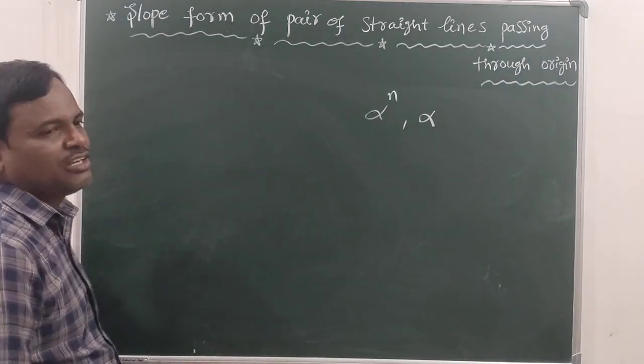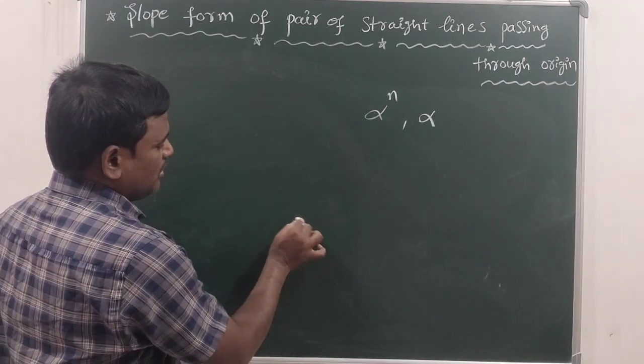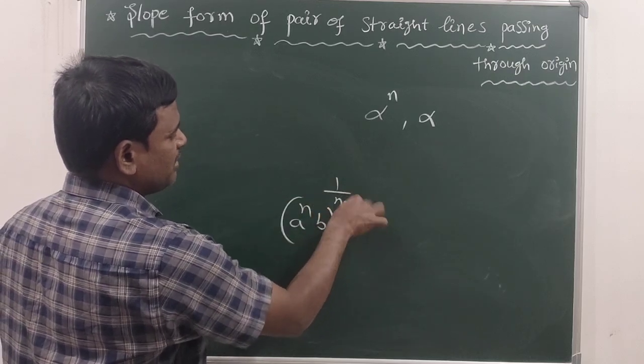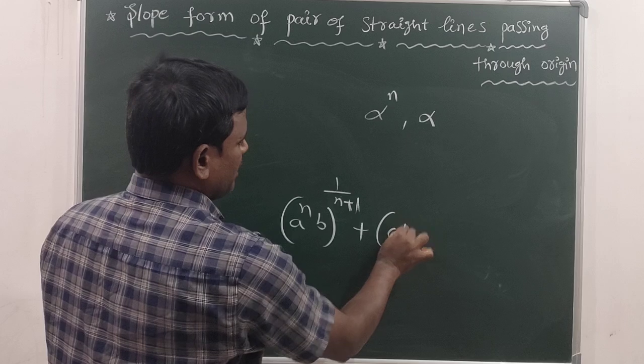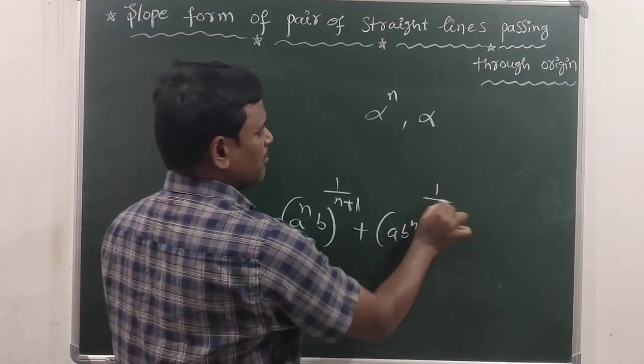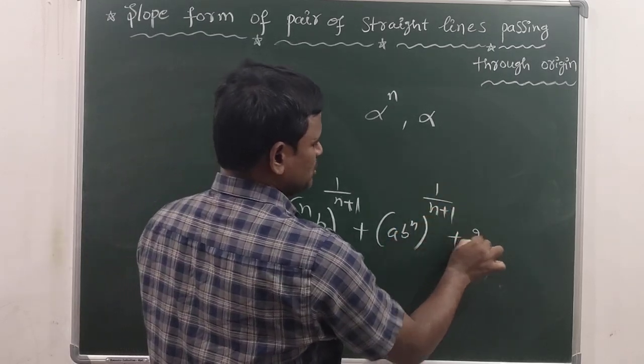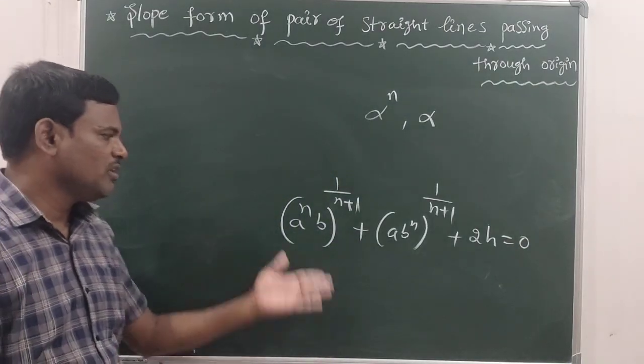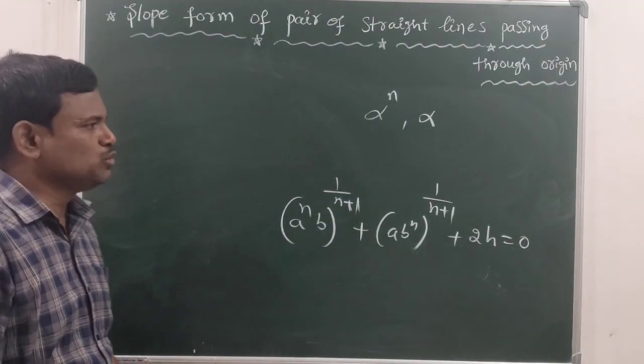So in this case, you get this relation: (a power n into b) whole power 1 by (n plus 1), plus (a b power n) whole power 1 by (n plus 1), plus 2h, which is equal to 0, you will get. If you want, I can give you the proof also.